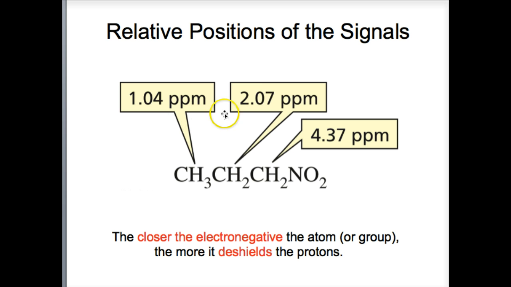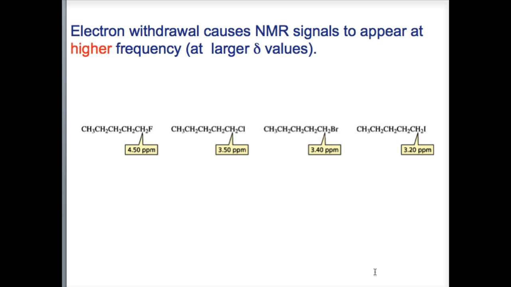So you can see what's going on here. The closer the electronegative atom or group, the more it de-shields the protons. Here we've got a display: the electron withdrawal causes NMR signals to appear at higher frequency, at larger delta values.